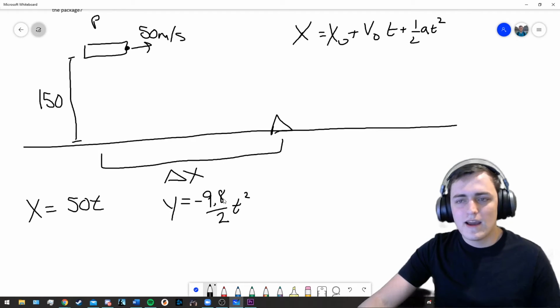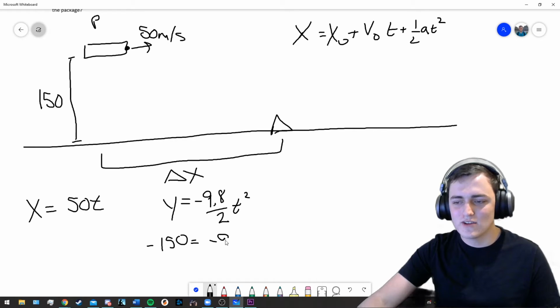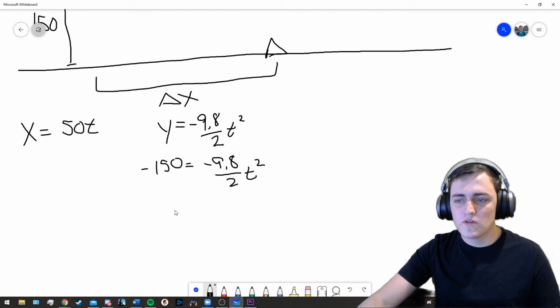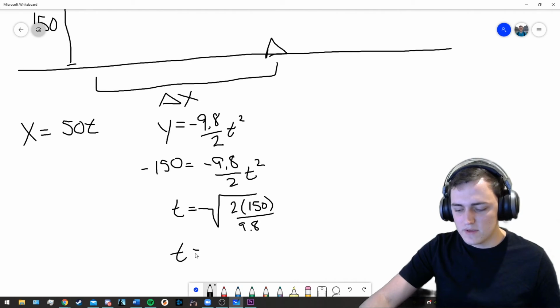So how do we solve this? Well, the only other information we have is 150. It's the only number we haven't used yet, and that's a y distance. So what if we plug in 150, and let's make sure that's negative, because we are dropping the package downwards, and that's going to be the negative direction. You'll see we can actually solve for t by doing so. Doing a little bit of algebra, we find that t equals the square root of 2 times 150 divided by 9.8, and that comes out to be 5.5 seconds.